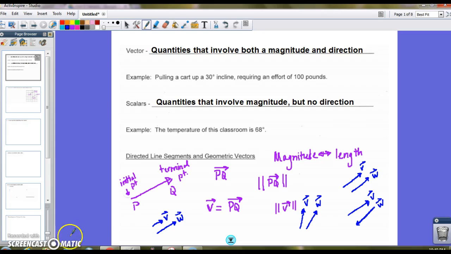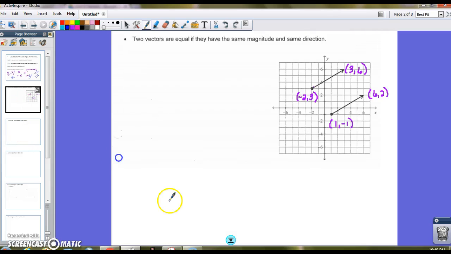Okay, so let's go on to the bottom of that first page there. It says two vectors are equal if they have the same magnitude and same direction. We just said that, but let's go ahead and prove it. If you see here, we've got two vectors. I'll call this vector up here U, and I'll call this one V. Okay, so those are my two vectors.